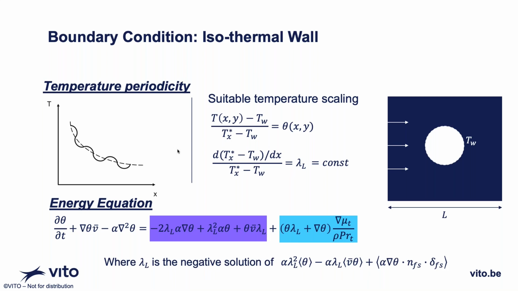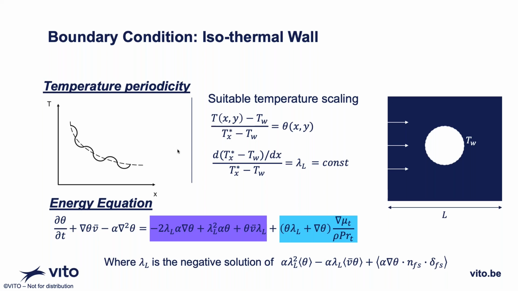Now, how we compute lambda L, of course. Lambda L can be calculated by solving a quadratic equation. In particular, lambda L is the negative solution of this quadratic equation, and the terms of this quadratic equation depend on the value of theta over the unit cell.